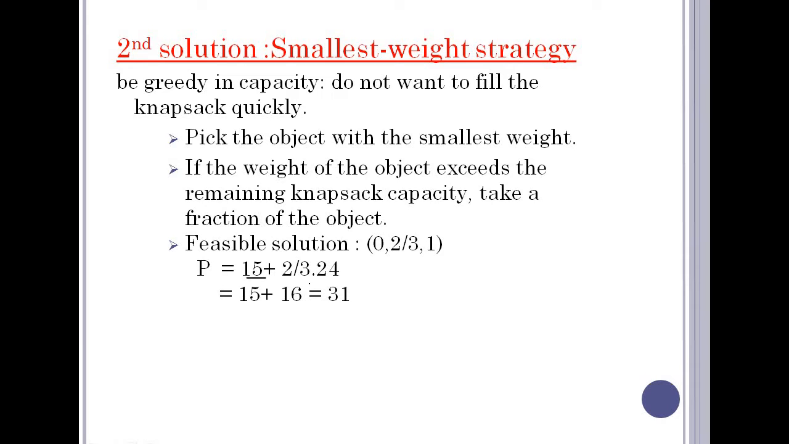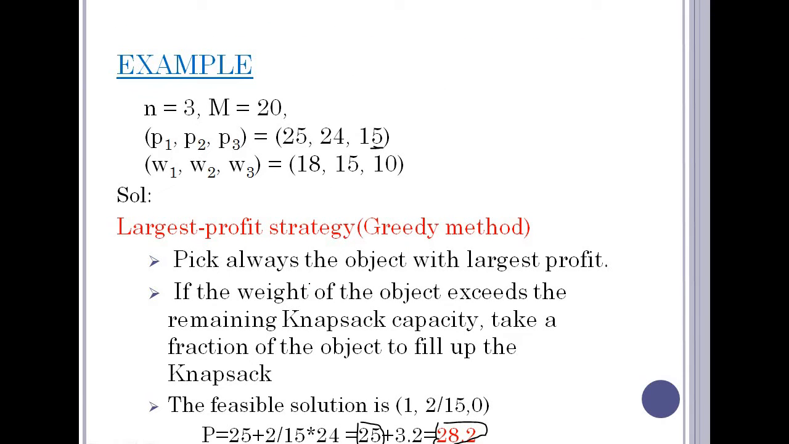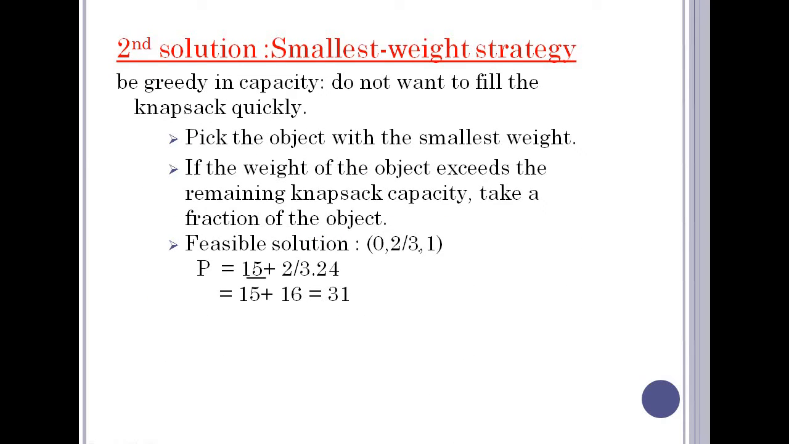After that, we are left with 10 kgs again. So we will have this 10 divided by 15, so we add 2 by 3 multiplied by 24, the profit of the second atom. So 15 plus 16, the total profit we get by using this approach is 31. So which is the better approach? This approach is better than the first approach.